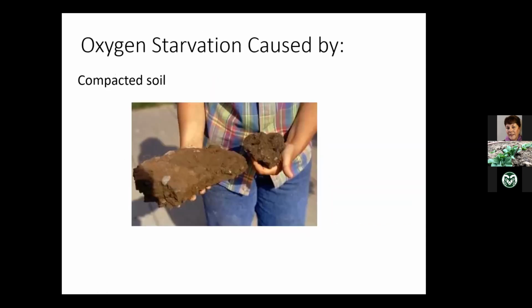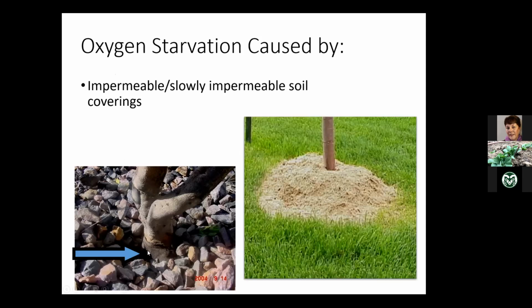So oxygen starvation, again, comes from compacted soil, or impermeable or slowly permeable soil coverings. So for example, landscape fabrics. We often think of these as good and beneficial. However, we may want to start looking at these and saying, well, maybe not, because you put down the landscape fabric, and if the hole isn't big enough, it can actually cause girdling around the lower portions of these plants, like this shrub right here. And also soil or sand or anything blowing in there can clog up the pores in this landscape fabric and reduce the water availability to this particular plant. So you have to be careful sometimes with these things.